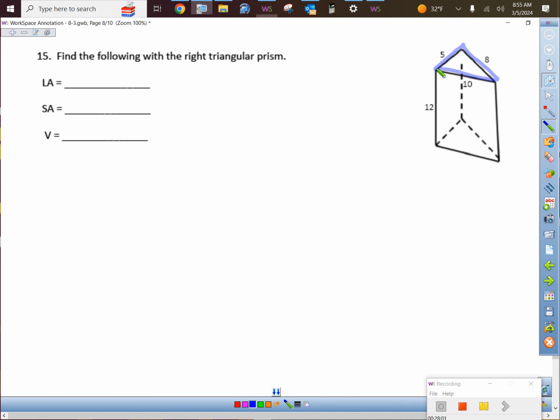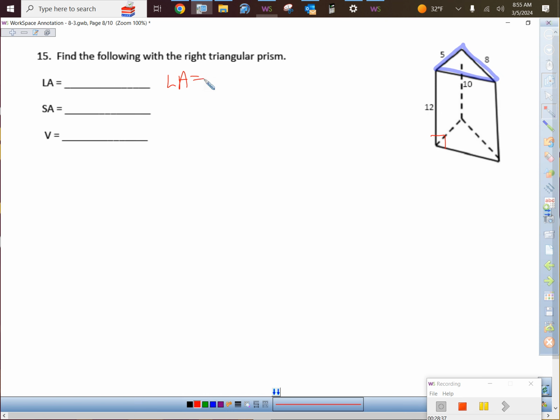Talk to a neighbor. What does the word right mean in the name of the shape? That the lateral edge and the base edges are perpendicular to each other. This is what it's talking about, that you have a right angle down there. This is not a right triangle. Cool? So let's do it.